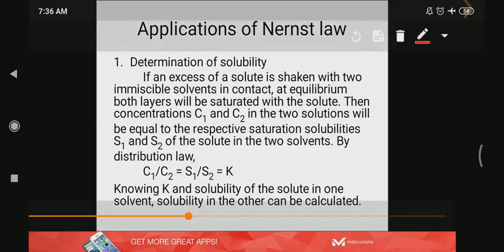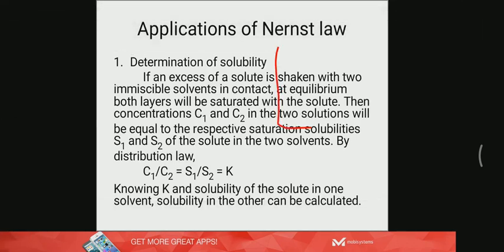See, suppose we are adding excess of solute to the system containing two solvents, solvent 1 and solvent 2. We are adding a solute which is soluble in both. We are adding excess. When we add excess, what happens? Depending upon the temperature, a definite amount will go into solution and the rest will remain undissolved. We call it saturated solution. So if an excess of solute is shaken with the two immiscible solvents in contact, at equilibrium, both layers will be saturated with the solute.